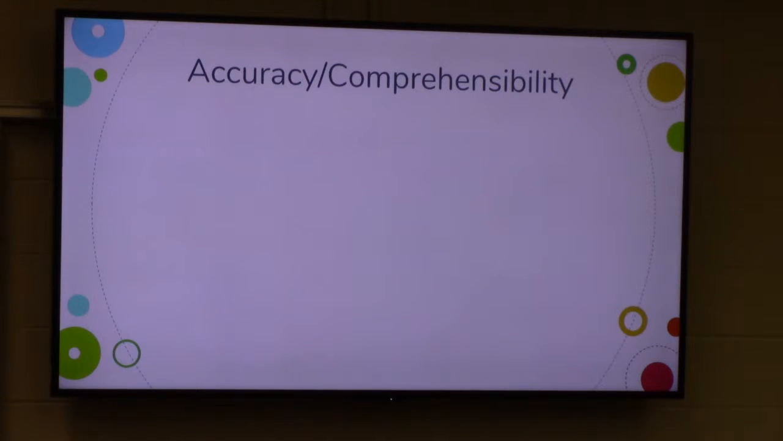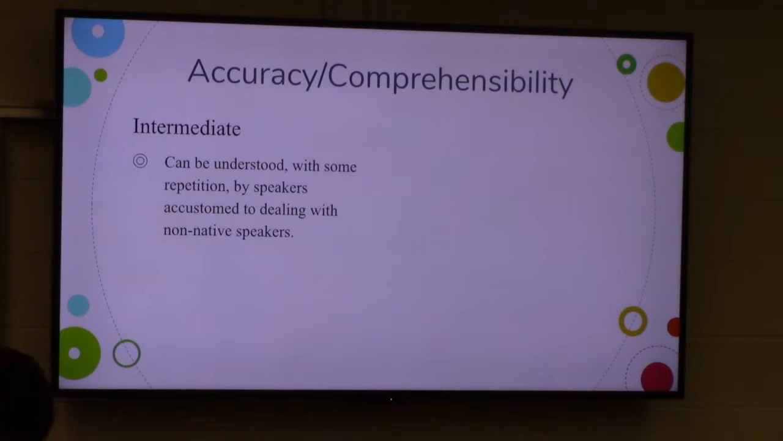The next criteria OPI looks at is accuracy or comprehensibility. So in modern language pedagogy, we are moving further and further away from grammar-centered teaching. We do not talk about grammar anymore in classes, but I do love grammar. I still do grammar. And the OPI does look at accuracy and comprehensibility. That makes sense. If people cannot communicate like native speakers do, how can they communicate with native speakers, right?